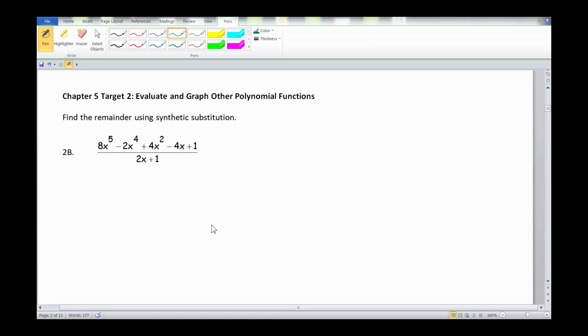Here we are at our Chapter 5, Target 2, Problem 2b. We're asked to find the remainder using synthetic substitution. Now, this problem looks a little different than maybe some of our notes, but it's actually not too bad when we're using synthetic substitution. We notice that we have this polynomial, and it's being divided by this other binomial.